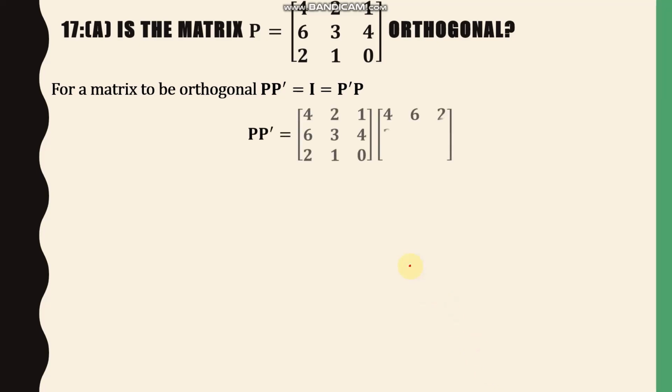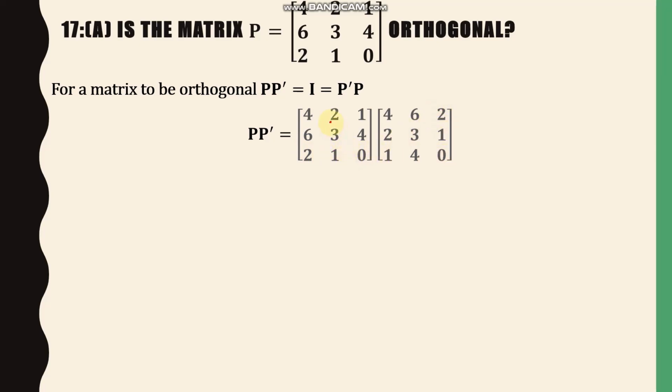So let's find out P into P transpose. Write down the matrix P and take its transpose. In the transpose, rows get changed to columns and columns get changed to rows. So here you can see 4 2 1 is the first row, and it becomes the first column here. 6 3 4 is the second row, and it becomes the second column here. 2 1 0 is the third row, and it becomes the third column.